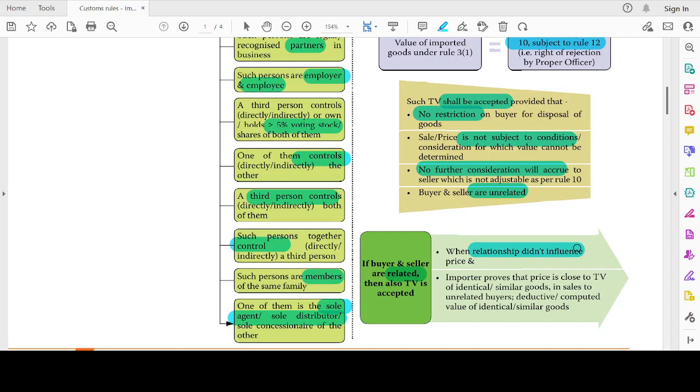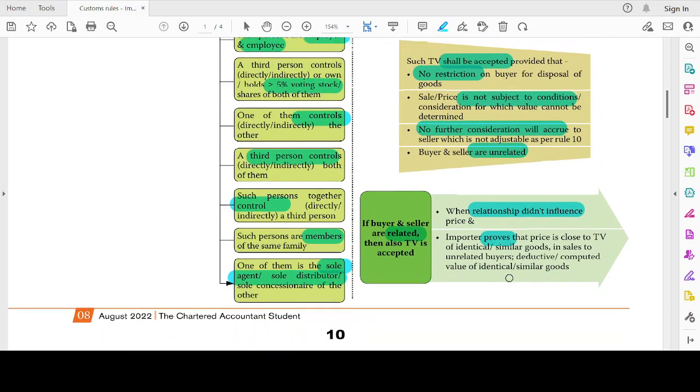Okay, it is like whenever I sell the goods to an unrelated party, the same price I'm going to sell with the related party. Then such transaction value will be accepted. Importer proves, that's the point here. So the onus is on the importer. Importer proves that the price is close to transaction value of identical or similar goods in sales to unrelated buyers, deductive or computed value of identical or similar goods.